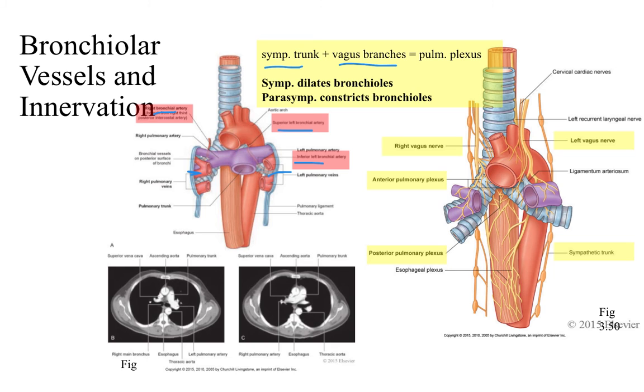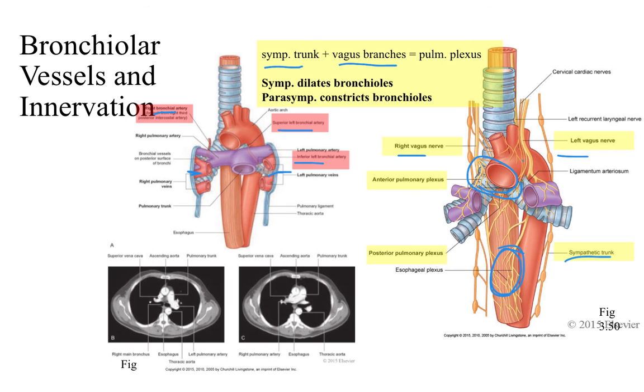But for here, just know that the pulmonary plexus has a posterior part. Notice that it is on the esophagus there, and it also has an anterior part, which is on the anterior portion of the trachea, just behind where the aorta is. Of course, we have the right and left vagus nerve, which are helping to feed that, and the sympathetic trunk, which is helping to feed the sympathetic portion of that pulmonary plexus.